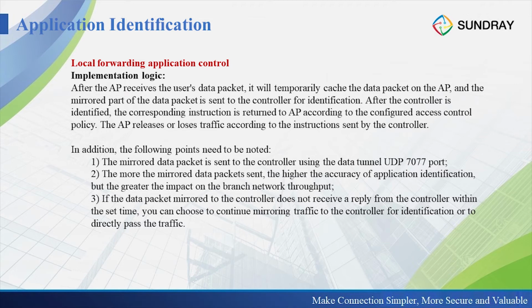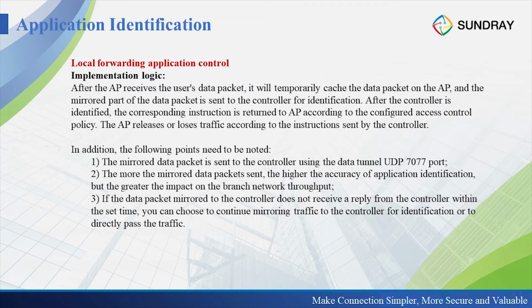In addition, the mirrored data packet is sent to the controller using the data tunnel UDP 7077 port. So if we want to realize bridge mode application identification, we need to make sure this data channel, UDP port 7077, is open. And the more mirrored data packets are sent, the higher the accuracy of application identification. Just now I said it will only mirror some of the data packets, not all. If you send more packets for identification, the accuracy will be higher.